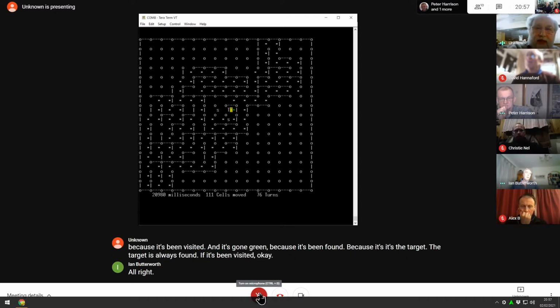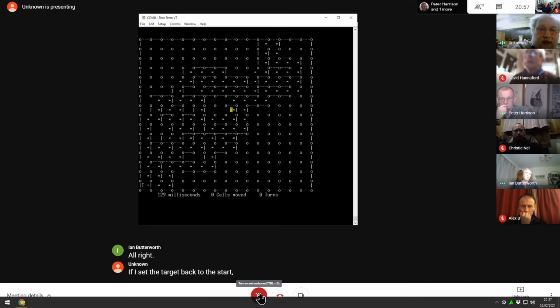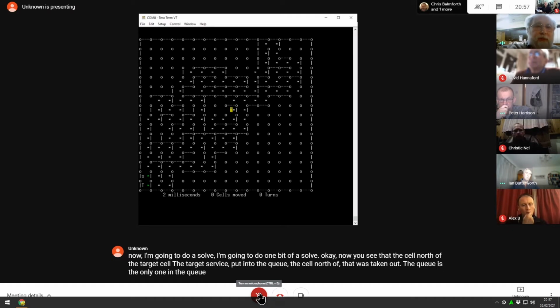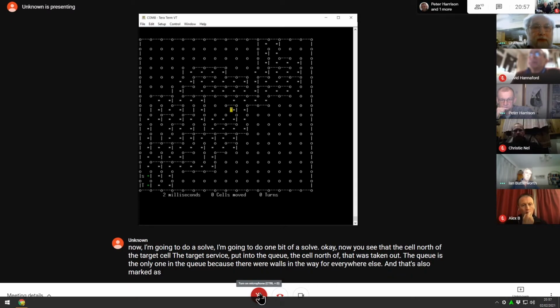Okay? So if I set the target back to the start, you see the start cell, bottom left-hand corner, is green. Now I'm going to do one bit of a solve. Now you see that the cell north of the target cell was put into the queue. The cell north of that was taken out of the queue. It was the only one in the queue because there were walls in the way for everywhere else. And that's also marked as found because the cell it's coming from has been found and the cell that it's going to has been visited.